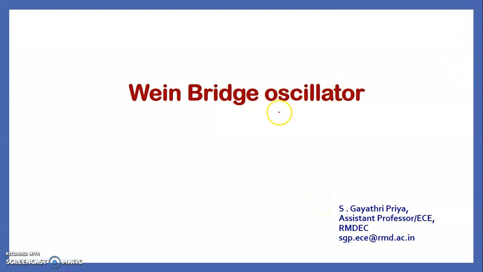We all know an amplifier which employs positive feedback, and also satisfies the Barkhausen criteria, can be utilized as an oscillator. In an oscillator, we will have two networks. One is the amplifying network, the other is the feedback network. If the feedback network is comprised of resistors and capacitors, then that is referred to as an RC oscillator. One such RC oscillator is the Wien bridge oscillator. Now we are going to discuss the circuit diagram and the frequency of oscillation of this Wien bridge oscillator.